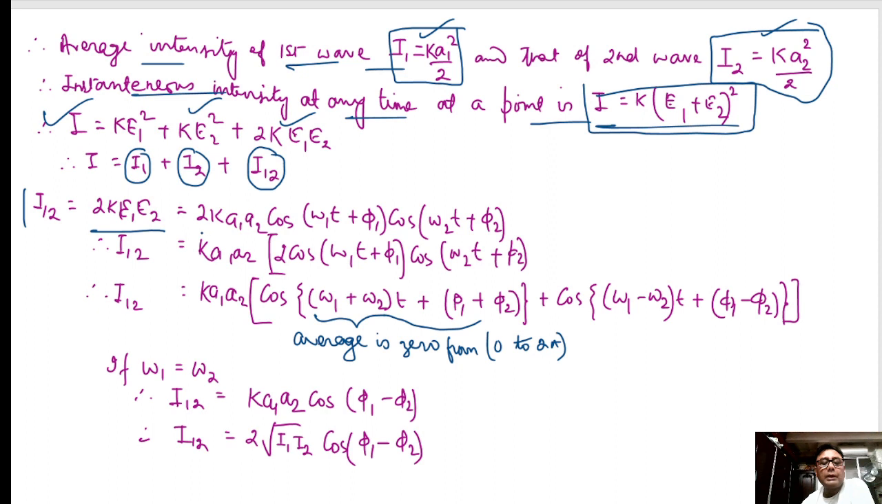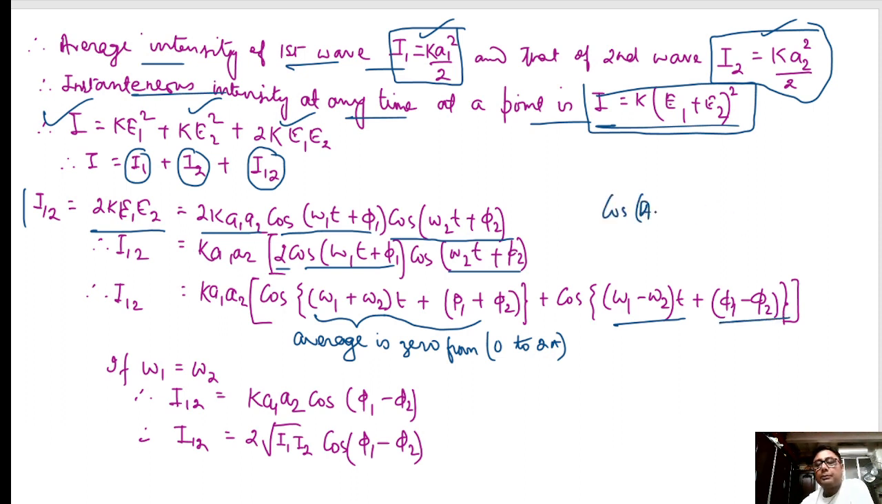So we can write 2K A1 A2 cos(omega 1 t plus phi 1) into cos(omega 2 t plus phi 2). We are writing the values of E1 and E2. So 2 goes inside, and this is 2 cos A cos B. What is the formula of 2 cos A cos B? It is cos(A plus B) plus cos(A minus B).